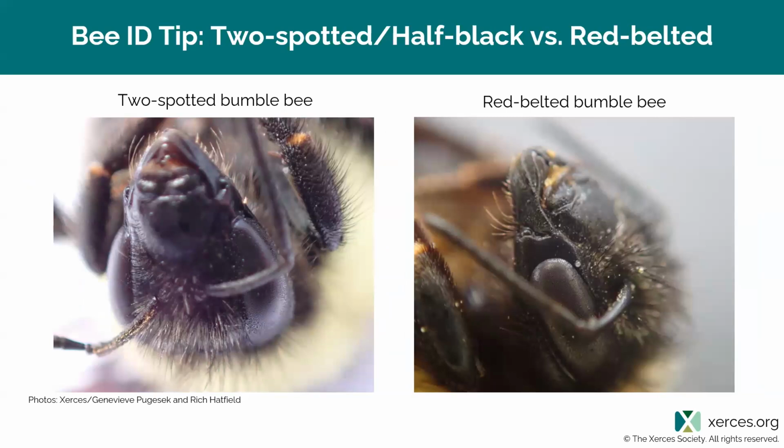Another nice tip for this species is to look at the face. As I mentioned previously, red-belted bumblebees have really short cheeks. They have cheeks that are wider than they are long. Some of the other bumblebees that you might mix them up with, like the two-spotted bumblebee or the half-black bumblebee, have really long cheeks. So their cheeks are longer than they are wide. And so when you're differentiating between these species, that's another thing you want to look at and take photos of if you can.